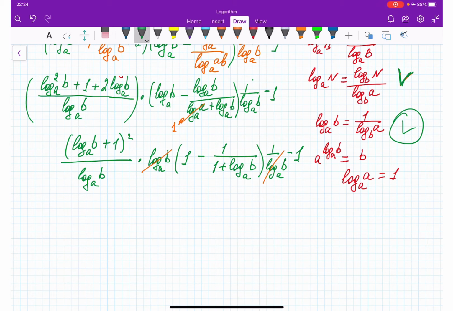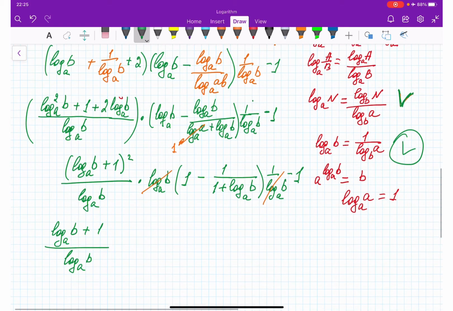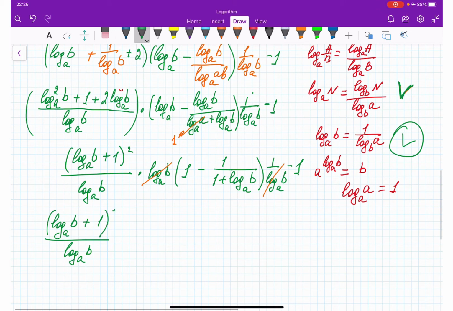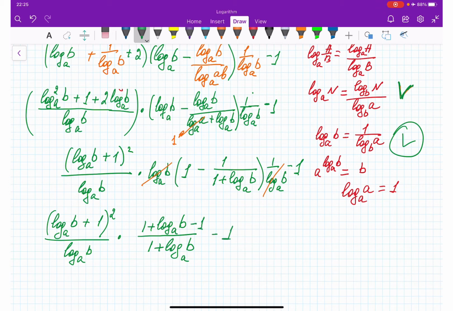Next, let me see, logarithm b by base a plus 1 divided by logarithm b by base a to power 2, and times, here I'm going to bring to common denominator 1 plus logarithm b by base a, and it's going to be 1 plus logarithm b by base a and minus 1, and here is minus 1. So as a result, this is gone, right?